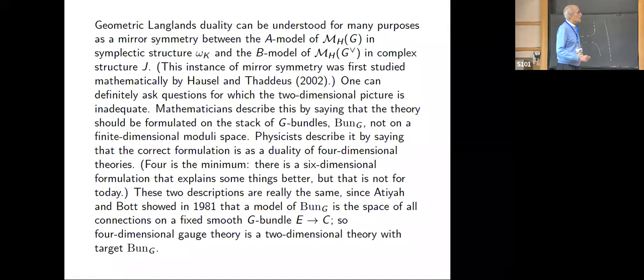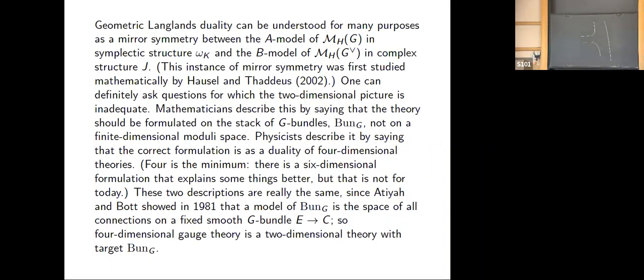Anyway, an approximation is a mirror symmetry between two moduli spaces, but mathematicians working on geometric Langlands know well that completely correct statements aren't statements about finite dimensional moduli spaces. The conventional formulation is that you should have to work on the stack of G bundles, not on a finite dimensional moduli space. The physics counterpart of that statement is that you have to start in 4-dimensional gauge theory, not with a 2-dimensional sigma model. The two descriptions might sound different, but they're really the same because Atiyah and Bott explained back in 81 that a model of the stack of G bundles is the space of all connections on a fixed smooth G bundle, E over C.